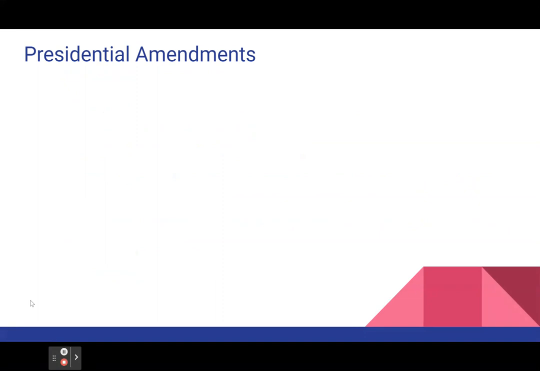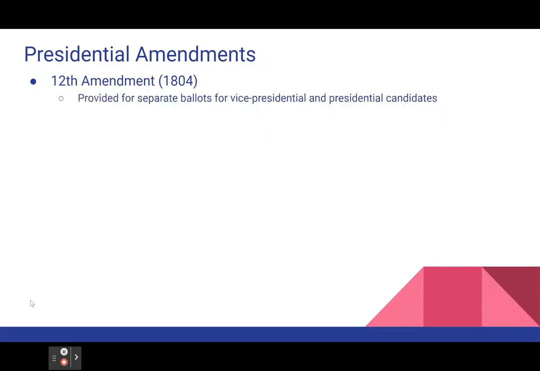Okay, so let's deal with the amendments that specifically address the presidency. Let's begin with the 12th Amendment, which was ratified in 1804. The 12th Amendment provided separate ballots for the vice presidential and presidential candidates. And this was passed and ratified as a result of what took place in the election of 1800. So let me just give you a little bit of background here.